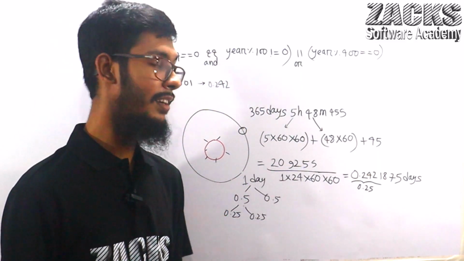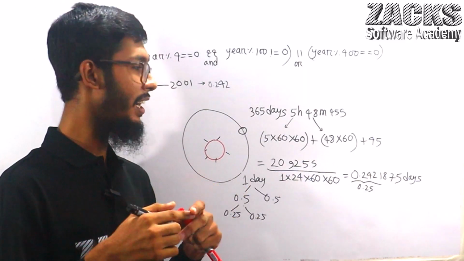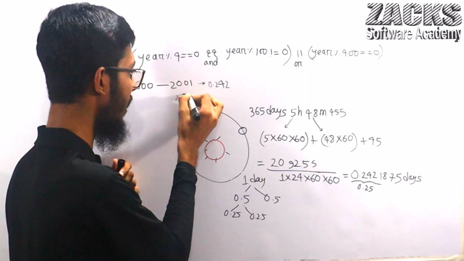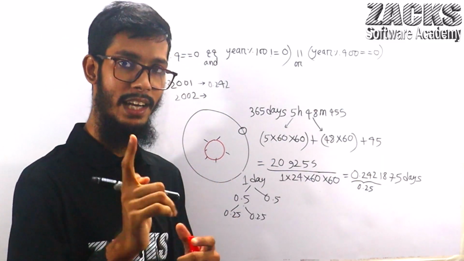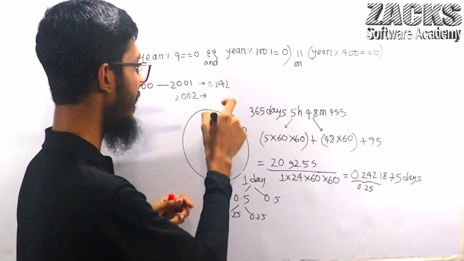In the next year, the same thing we are doing. In the next year, 2001 to 2002, we are taking 365 days in a year. We are ignoring again the 0.24 days.